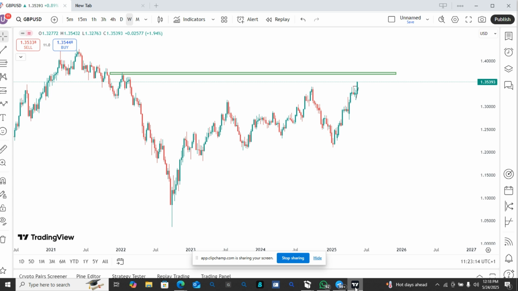We are starting on a weekly time frame on GBP USD. So in this weekly chart, you notice that we are still, technically speaking, still bearish, but I'll prove it to you.